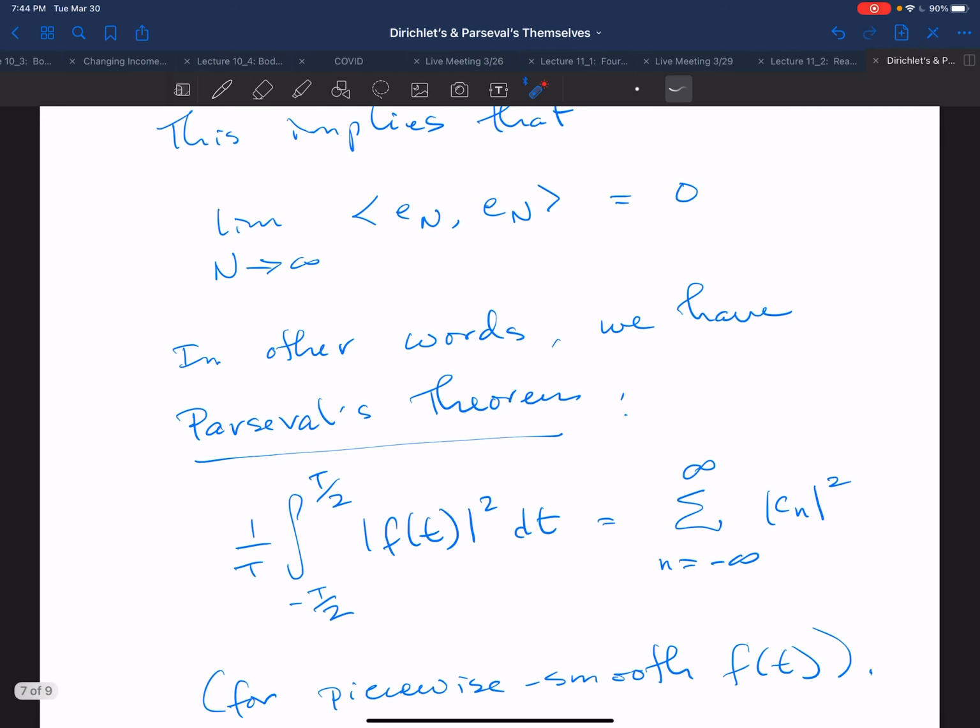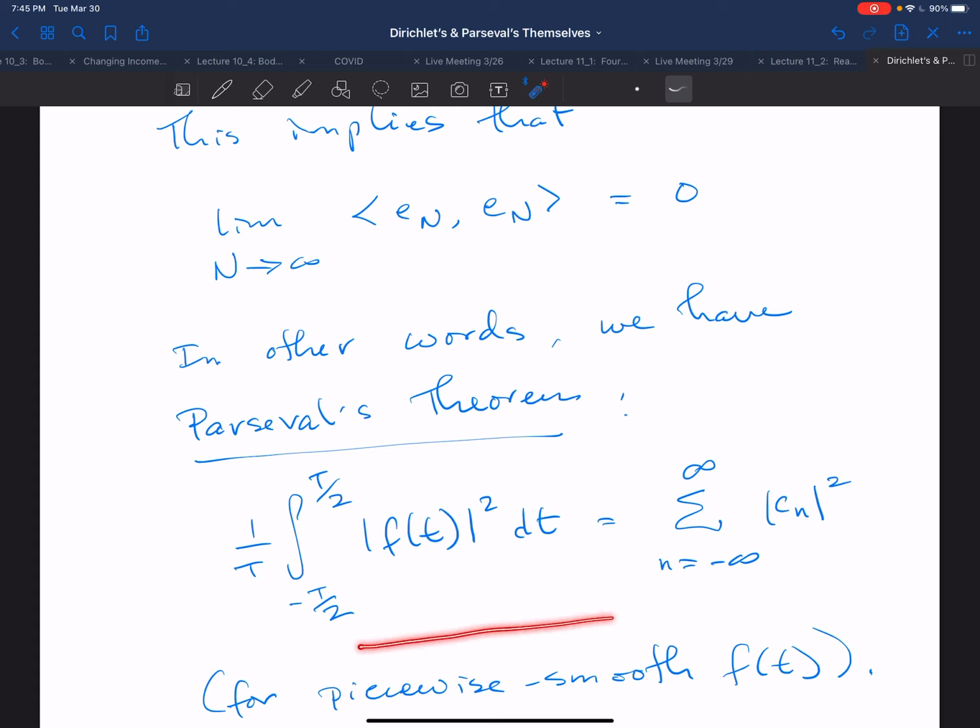That means, consequently, that the power in the error signal must go to 0, because the power in the error signal was just the power in f of t minus the power in the partial sum of the Fourier series. But if the partial sum converges to f of t almost everywhere, then the power in the error signal must go to 0, because the error will only be non-zero at the finite number of discontinuities that we have in every period. So if we add up the average power in the error signal, that's just going to give us 0.